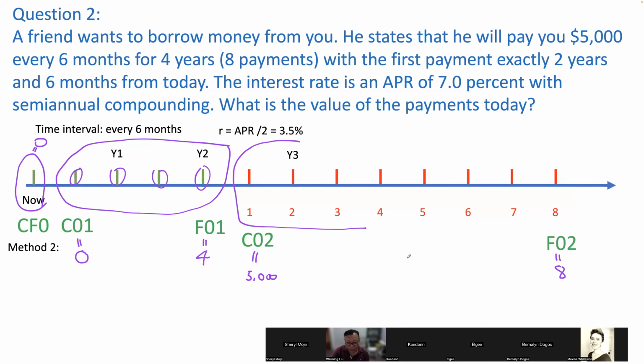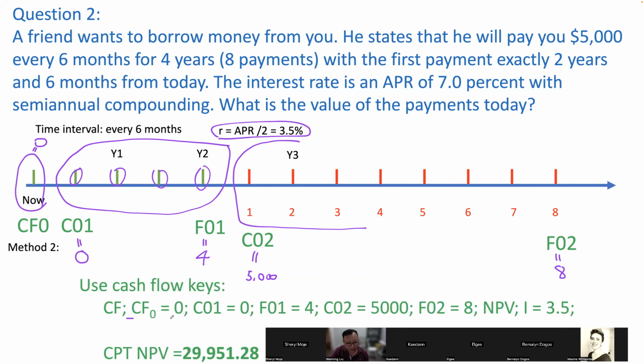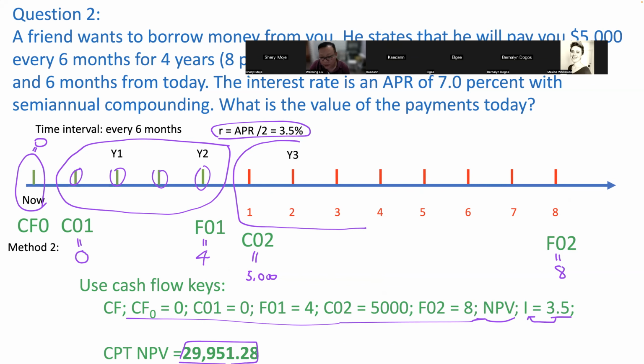Okay, so now if you do that, make sure that the I right here is 3.5. So here you enter this information, and then you press NPV, and you assign 3.5 to I. Now you compute NPV, and you get the same result. Okay, you get the same result. So why don't you try it now? I give you 1 minute to use your calculator, see if you can get the result.